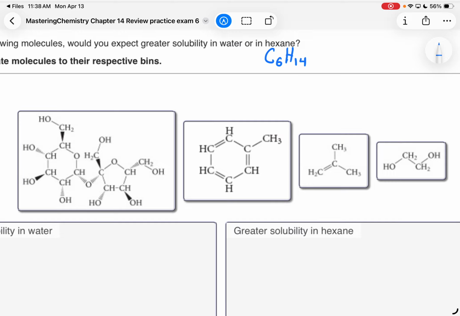So we're looking for similarities in the structure of the molecule, the polarity really. So remember that water is polar. Hexane, because it's just carbons and hydrogens, must mean that it's nonpolar. So we want to look at those and see which are similar. So these two guys in the middle, those are also just carbon and hydrogen. Whenever you have just carbon and hydrogen, it's nonpolar. So these guys are going to be soluble in hexane.